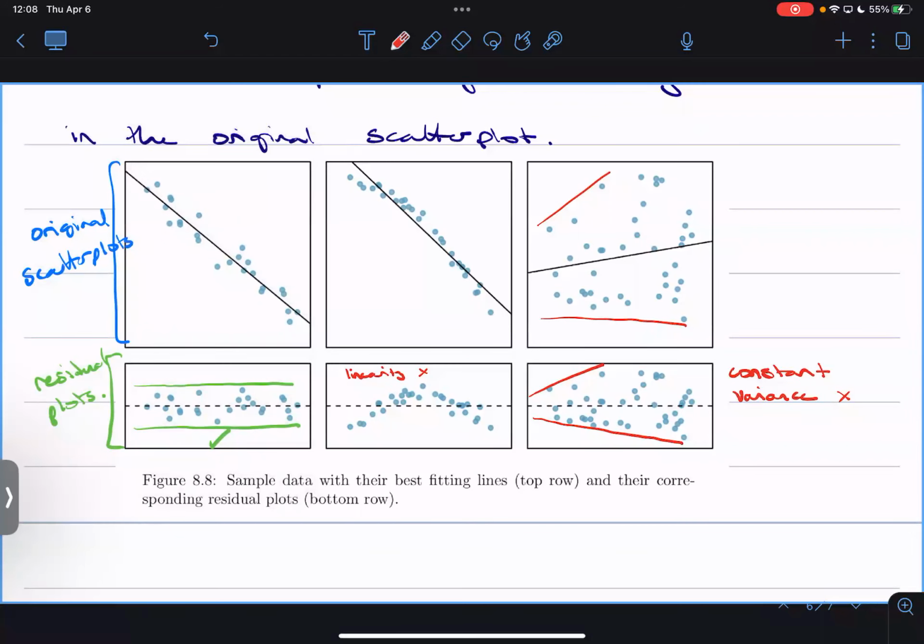The problem with non-constant variance is that our line of best fit here does a reasonable job of predicting new values, because the values are close to that line, whereas as we move further and further out, it does a poor job of predicting new values.